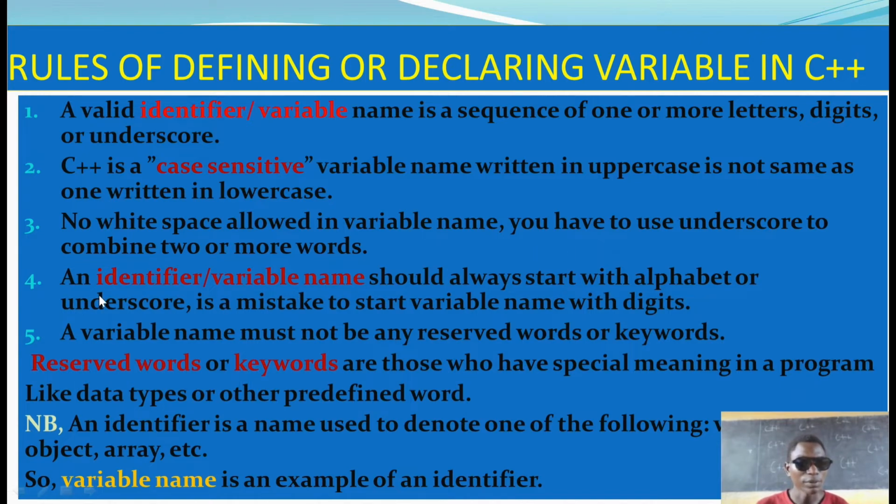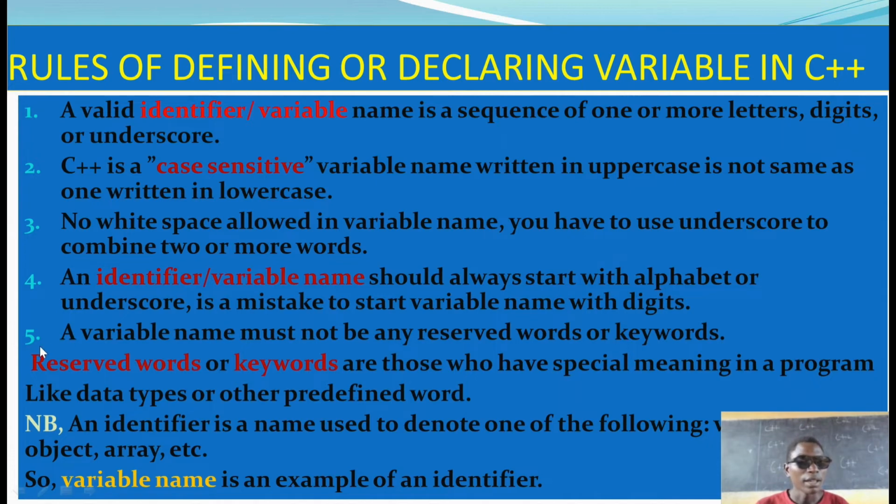So, the fourth rule says that an identifier or variable name should always start with an alphabet or underscore. It's a mistake to start a variable name with a digit. As we have seen in our explanation, a variable name must start with an alphabet or underscore. When you start your variable name with a digit, you have to keep in mind that you have made a mistake. It is not possible, it is invalid. A variable name must start with an alphabet or underscore.